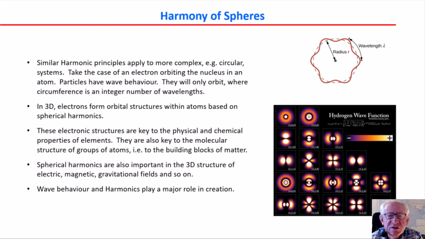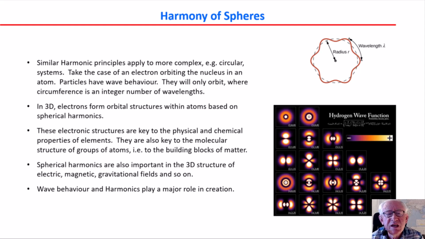So far we've been discussing harmonics in relation to simple systems like guitar strings, organ pipes and so on. These are basically linear systems and basically 1D. And in this case we're fitting a fixed number of wavelengths into a particular length, we say the length of a guitar string. However, similar harmonic principles also apply to more complex systems where we have circular arrangements or where we have 2D or even 3D structures.